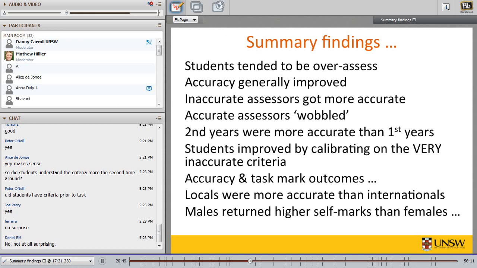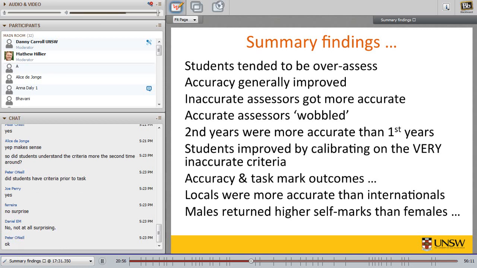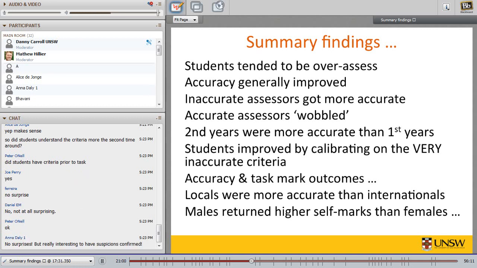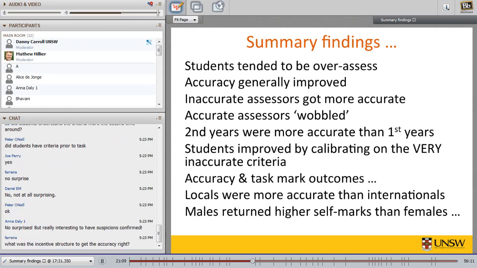Did the students have the criteria prior to the task? Yes. In class we had 20 minutes of training where we analysed what the criteria meant and how they related to the lyrics. Did the students understand the criteria more the second time around? Possibly, but that didn't really come out in my quantitative questioning, so that would be a good research question. Yes, and I agree, not really surprising, but good evidence of it.